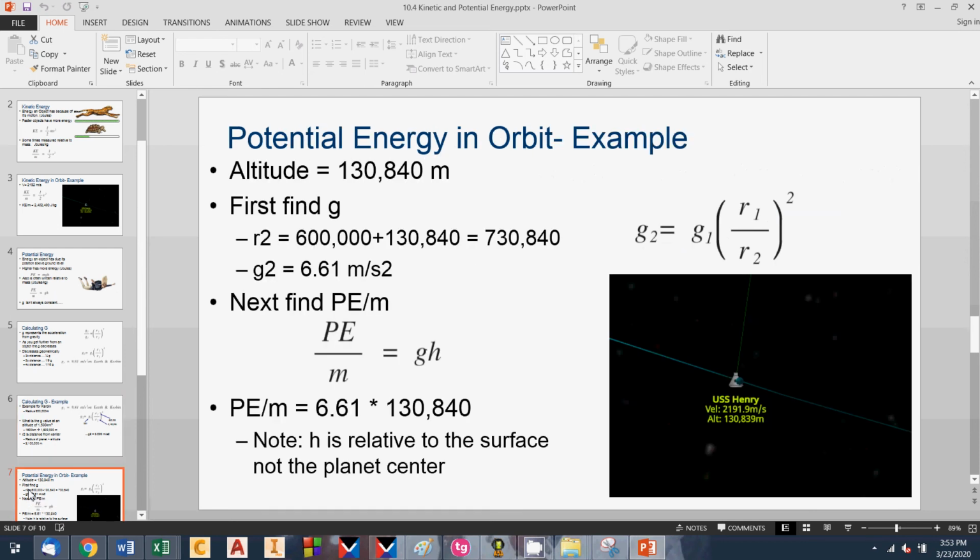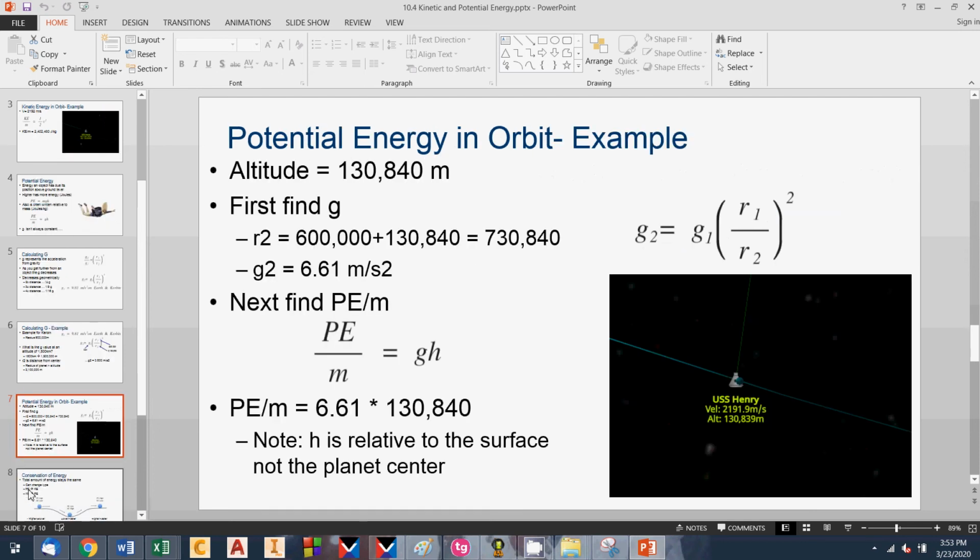So if we want to put this all together and find potential energy in orbit, here's the same picture as before. And this time we're really concerned about this altitude. So the altitude here is 130,840 meters, we'll say. So I want to find the values here. I know my G1 is that 9.8. My R1, that's the surface of the planet, it stays 600,000. Now I want to find my R2.